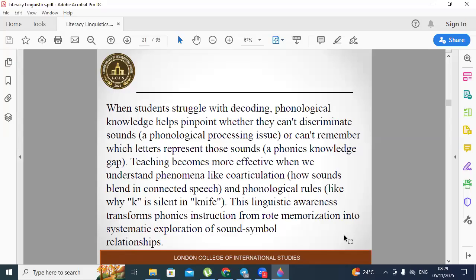Why is K silent in knife, know, and knee? There is actually a phonological explanation. English doesn't allow KN clusters at the beginning of words anymore, though Old English did, and the spelling preserves the historical pronunciation. This type of knowledge makes us more effective teachers.